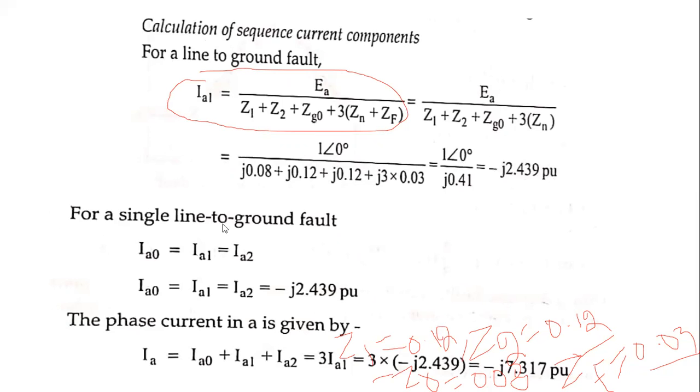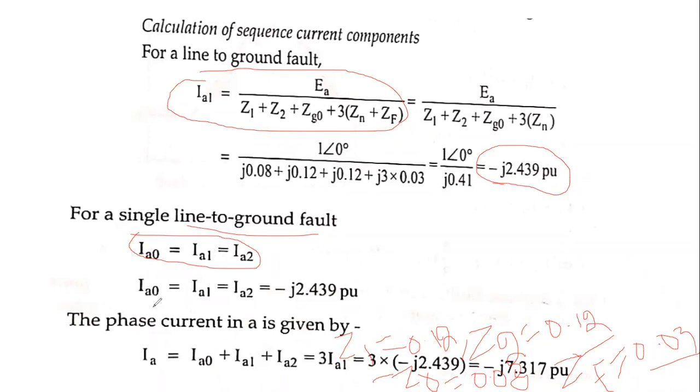Next, for a single line to ground fault, we consider IA0 equal to IA1 equal to IA2. When a line to ground fault is obtained, all the symmetrical component sequence currents are the same. We have already determined the IA1 current: IA1 is equal to minus j2.439.